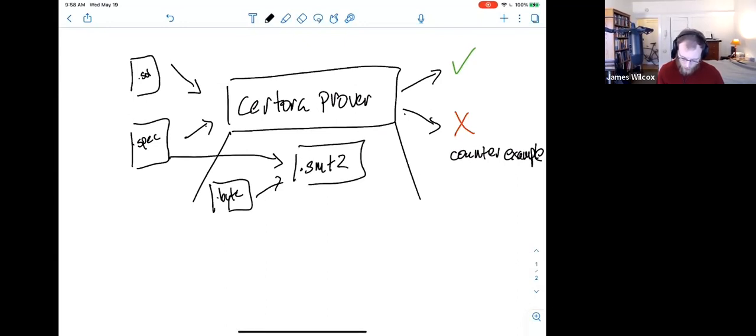which is a formula in logic that encodes simultaneously the meaning of the program. So like, what does the code actually do? In PL, in programming languages, we call that the semantics of the program. And it also takes the property that you want to prove, and it compiles those two things together into a logical formula.